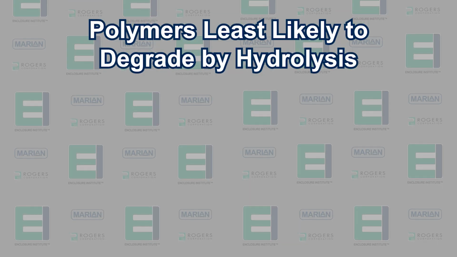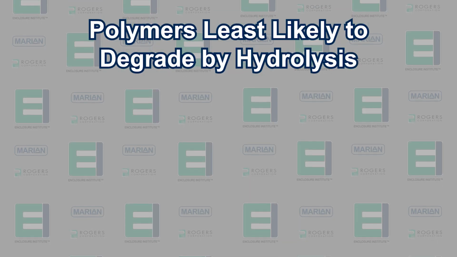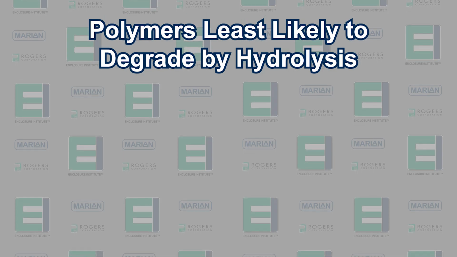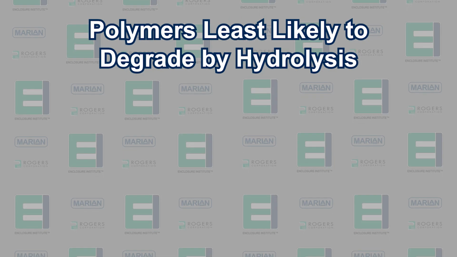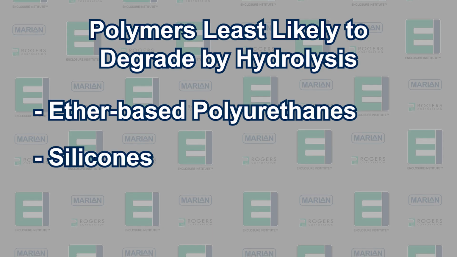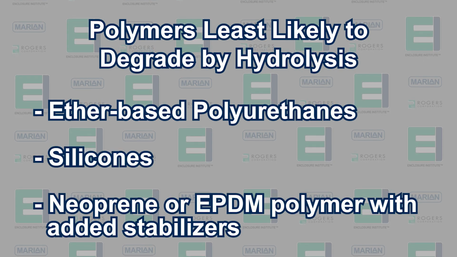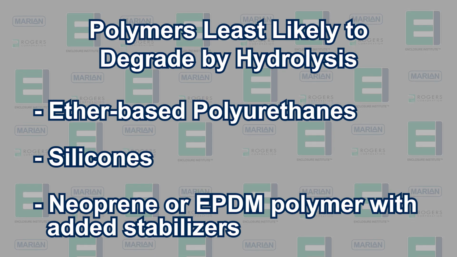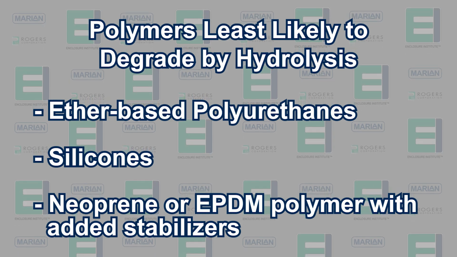When your device and gasket must perform for the long term in such environments, you'll want to design with a polymer that is less likely to suffer from the degradation caused by hydrolysis. These include ether-based polyurethanes, silicones, or at least a neoprene or EPDM polymer that has added stabilizers to fight the chemical breakdown caused by humidity, moisture, and water.